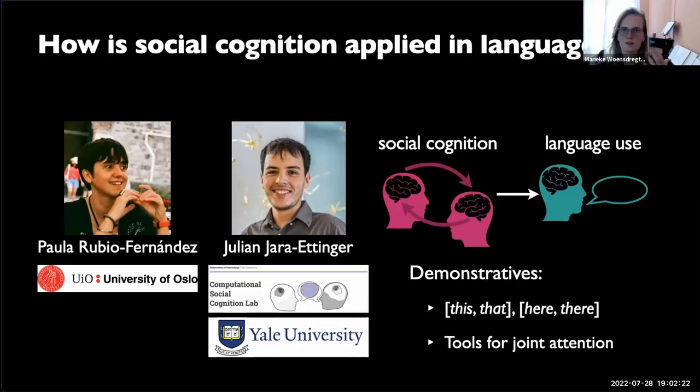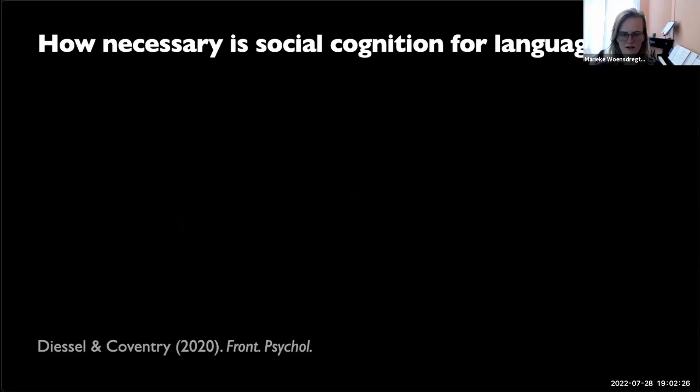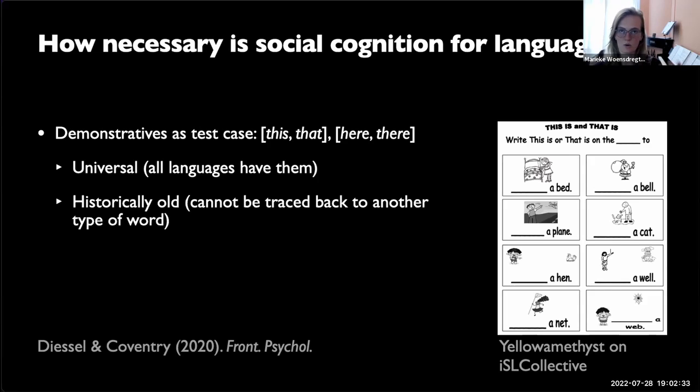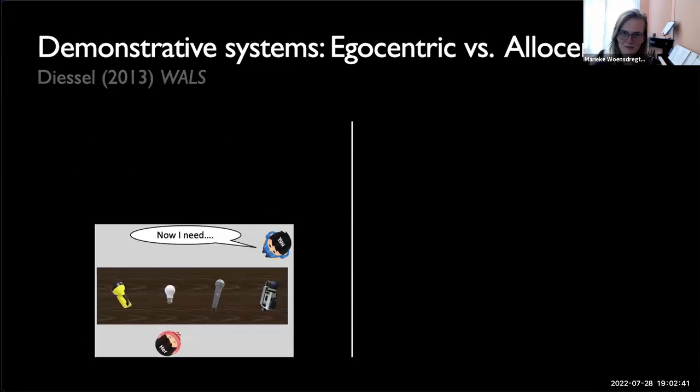Now, why do I call these demonstratives core features of our grammar? Well, they are universal in the sense that every language has them. They are historically old, so they cannot really be traced back to any other type of word, and they are learned early. But of course, we are not the first people to notice that there is a social dimension to the use of demonstrative terms.